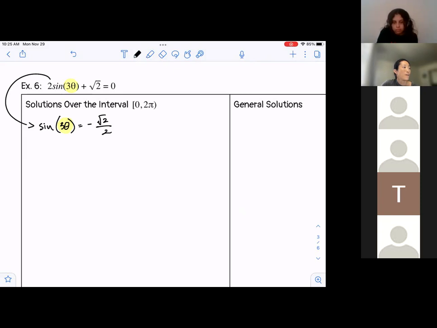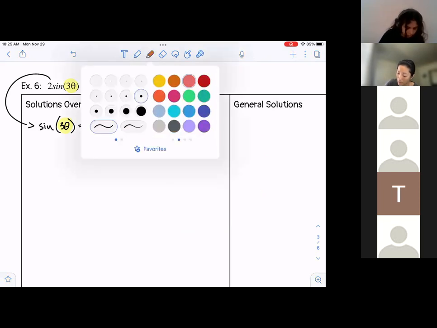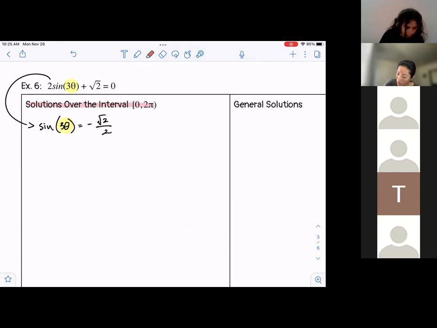Now, here's how we're going to do this. I actually want us to find some of the solutions here. Then we're going to pop over and look at the general solutions. And then we're going to use the general solutions to help us finish off the solutions over the interval 0 to 2 pi. Okay. I know that seems kind of roundabout. But sometimes having more than one method actually helps us solve the problem because we can use one to help us with the other, okay?